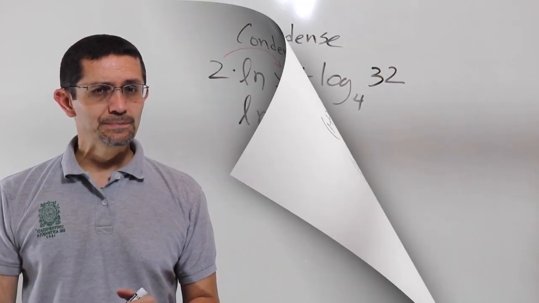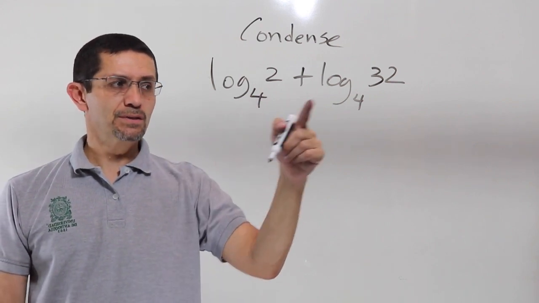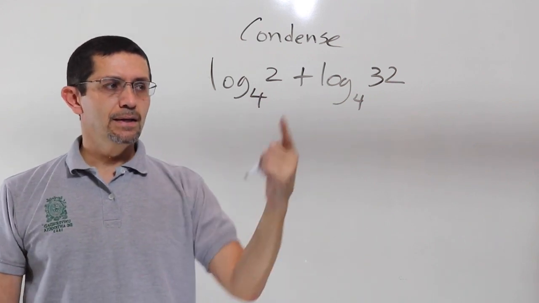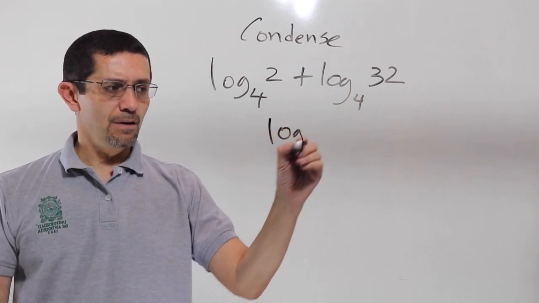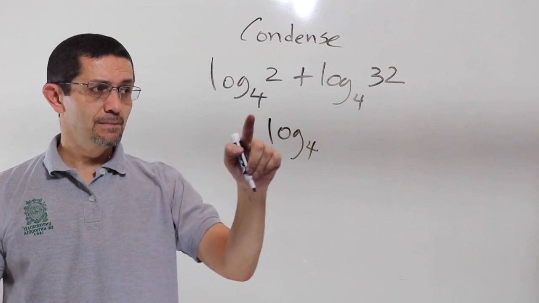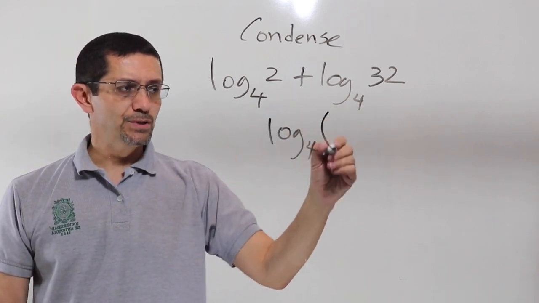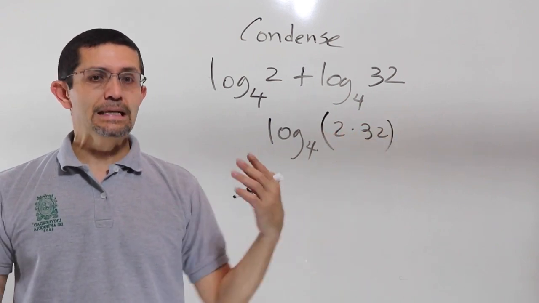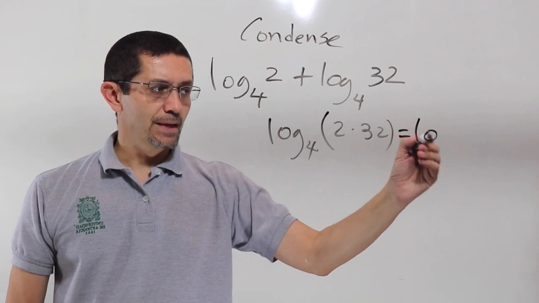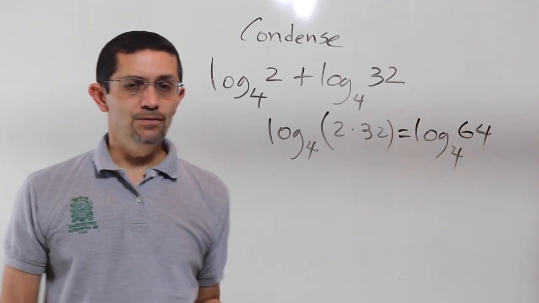Let's do another one. Now we have this problem. We have log on base 4 of 2 plus log on base 4 of 32. It's a sum, therefore it's a product. Okay? So I have log on base 4, same base, I keep the same base, and now this is a product of those two, which I have 2 times 32. Now, can I solve that? Yes. So that's going to give me log on base 4, 2 times 32 is 64.